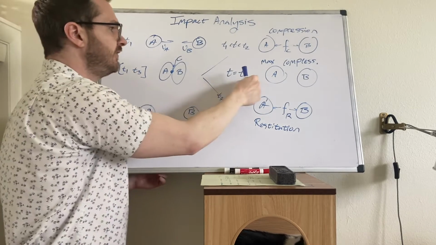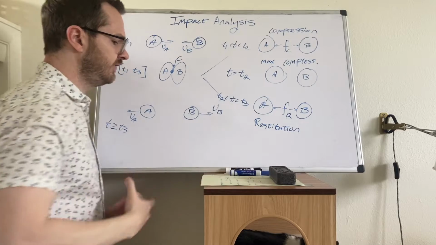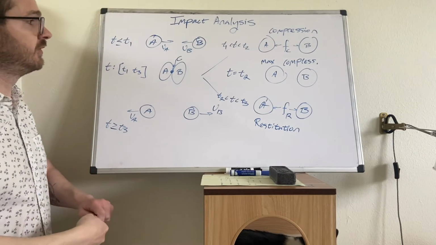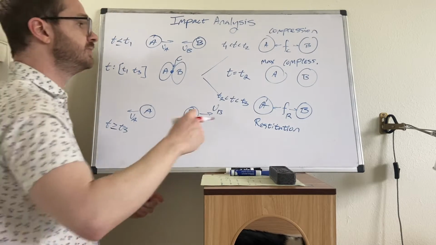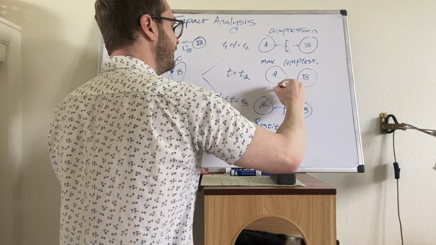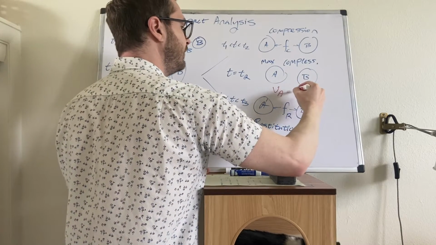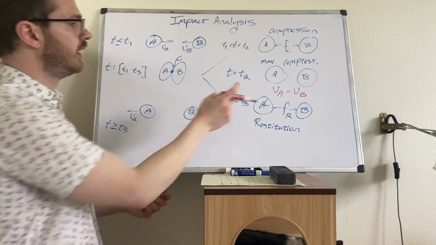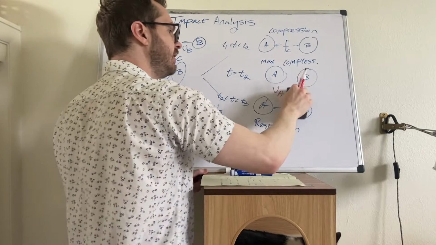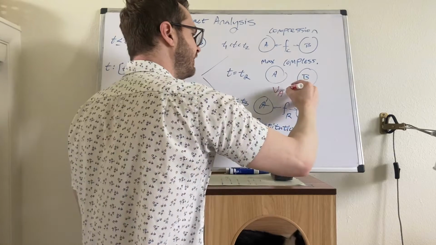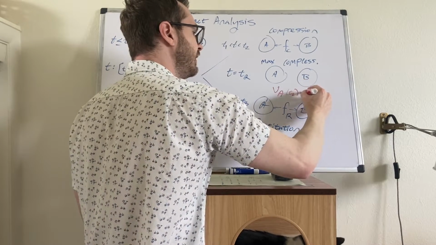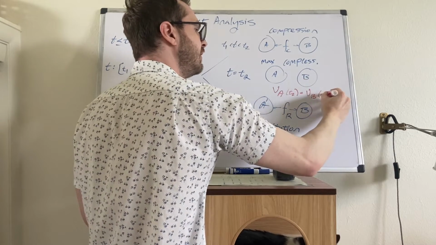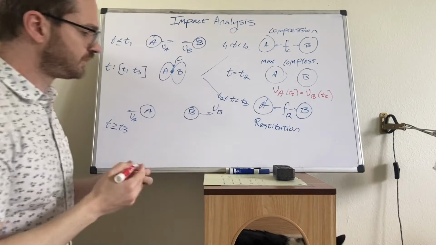Well, as I said, during this maximum compression phase, the relative velocity between the two is going to go to 0, which means VA equals VB at time 2. So we could also specifically call this out. We could say that VA at time 2 equals VB at time 2.